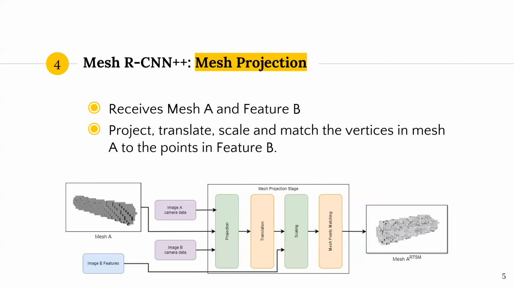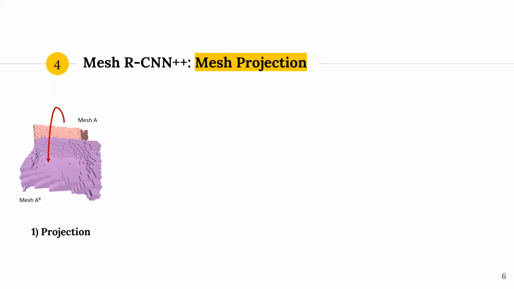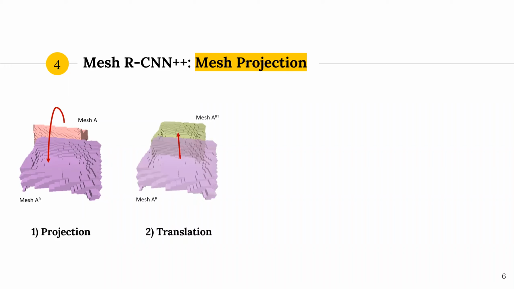The second stage, mesh projection, will receive mesh A and feature B from the first stage. Mesh projection stage will project, translate, scale, and match the vertices in mesh A to the points in feature B. Matrix rotation is performed on mesh A to rotate it into the orientation of feature B. Next, matrix translation is performed to shift mesh AR into the position of feature B.